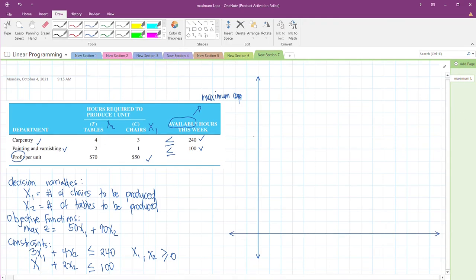So, of course, this is just a review of your algebra. The first thing we will graph is the constraints. The only thing we graph first in the graphical method is the constraints. So we have two constraints. The first one is 3x1 plus 4x2 less than or equal to 240.